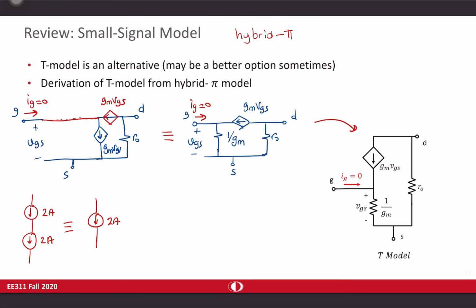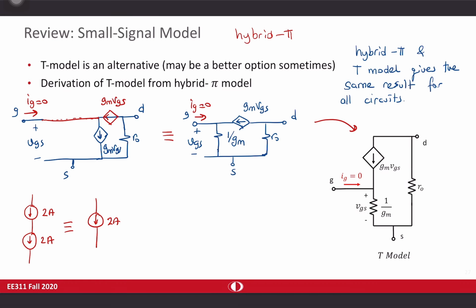So this is the T model. This is exactly the same as the hybrid pi model. So hybrid pi and T model give the same result for all circuits. You can use any of them. But why do we need to learn both of them? Because in some applications, T model is much easier for the solution. You can see the solution very quickly.